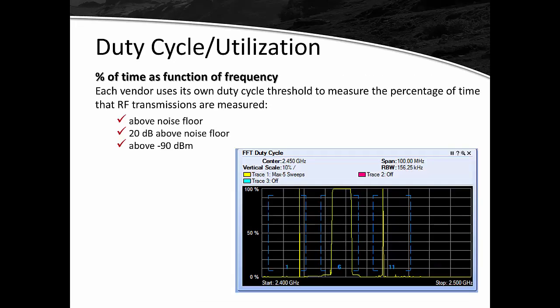Then we have the duty cycle, or what some call the utilization. This is going to show you how busy a frequency is. Now, each vendor is going to use its own duty cycle threshold to measure the percentage of time that RF transmissions are measured. It could be based on being above the noise floor, 20 dB above the noise floor, above -90 dBm. Here's the thing to keep in mind.